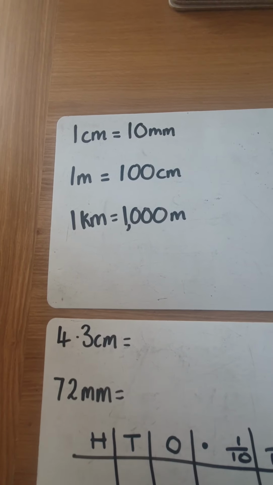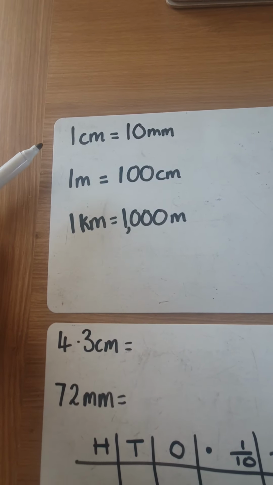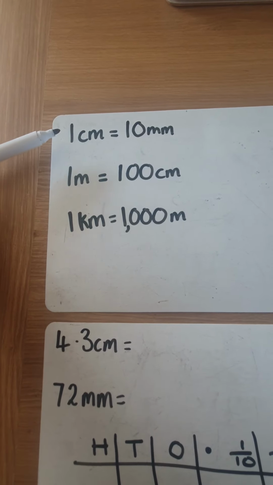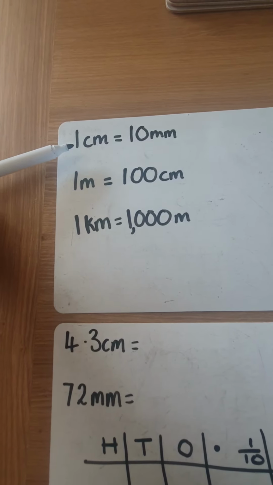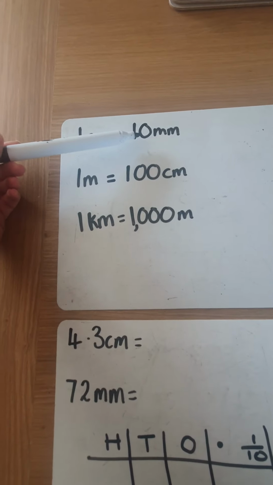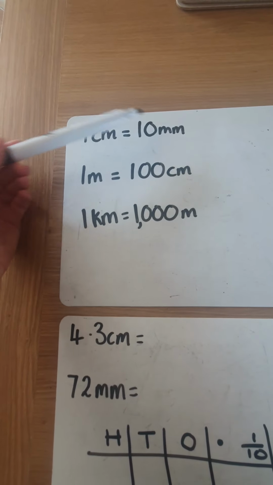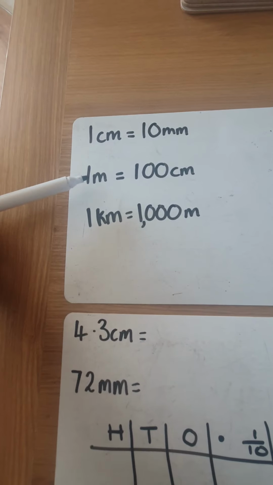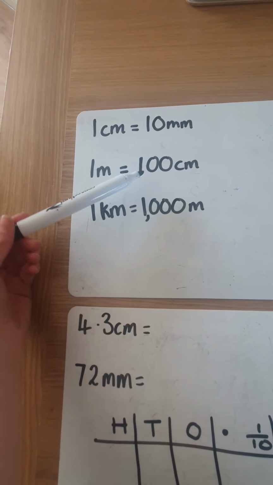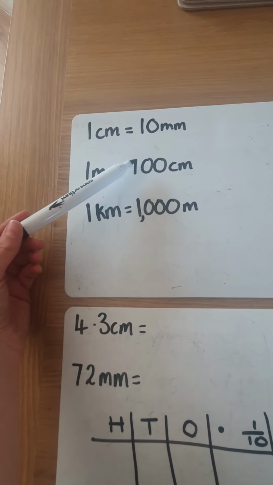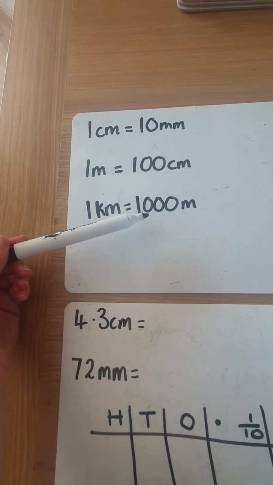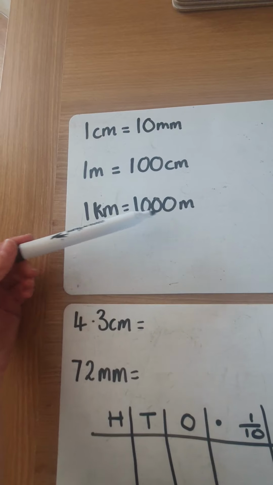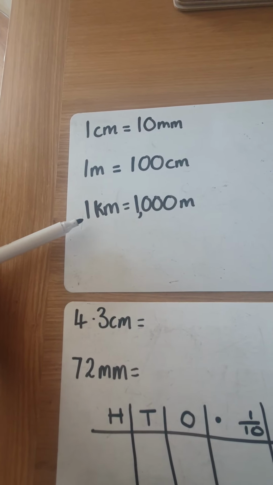Converting measurements. So today we're going to carry on looking at converting measurements of length, and you can see I've written the three main facts that we just need to learn. So 1 centimetre is the same as 10 millimetres. So 10 millimetres make 1 centimetre. 1 metre is the same as 100 centimetres, so you need 100 centimetres to make 1 metre. And 1 kilometre is the same as 1,000 metres, so you need 1,000 metres to make 1 kilometre.